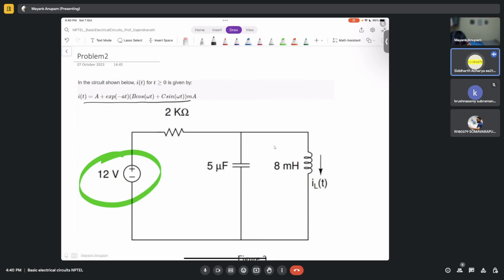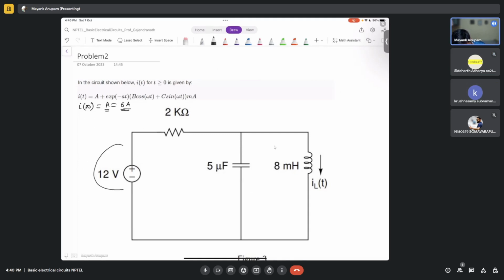What will be the value of the steady state current i(t)? A, right? Because A alone will come; e to the power minus infinity will become 0, so the second term will cancel and it will become A. And that has to be equal to 6 amperes, as one of you correctly pointed out. The inductor will simply become short at infinity, so there will be 12 volts across this 2 kilo ohm resistor. So this is 6 milliamps, right? So A is directly found out.